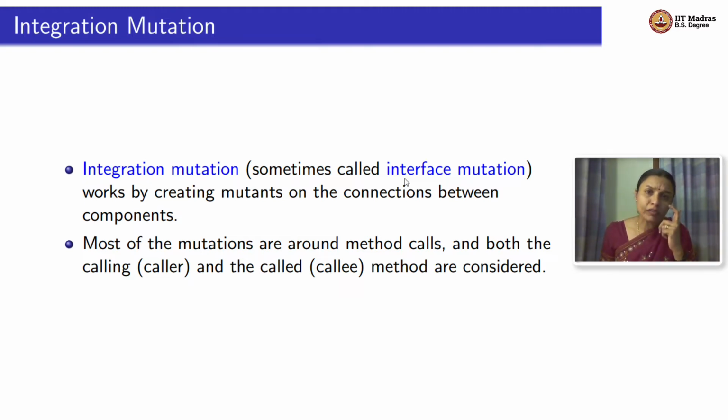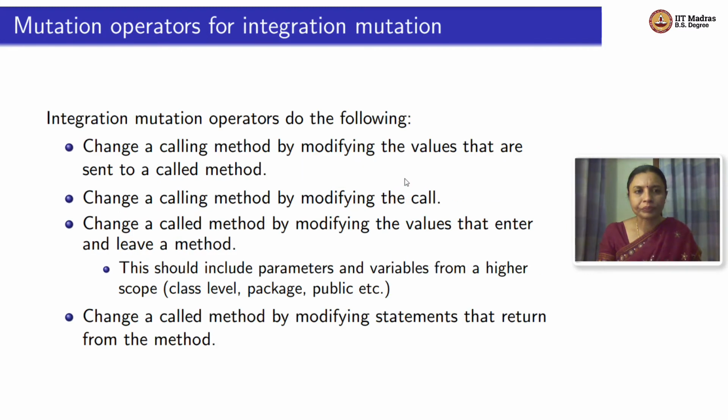They may not have relational operators or arithmetic operators. They are call interfaces, so they involve function calls, so they pass parameters. So our mutation operators are going to work around the function calls, the caller method, the callee method, and the parameters that are around them.